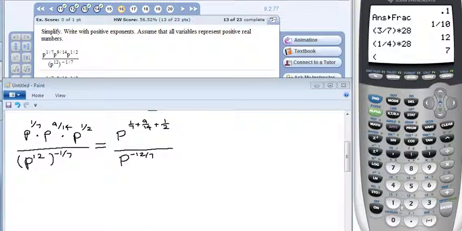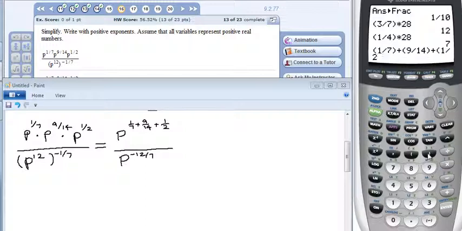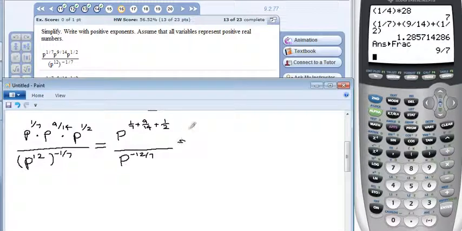All right, so let's do 1/7 plus 9/14 plus 1/2. Math, enter, enter. We have 9/7 on that. P to the 9/7 over P to the negative 12/7.